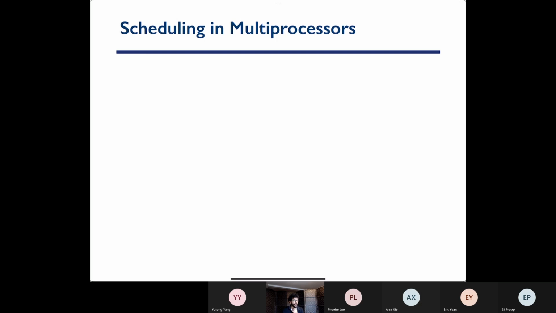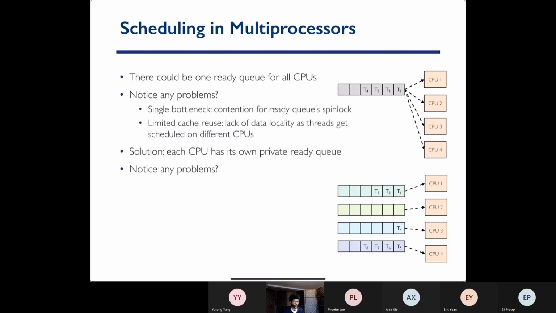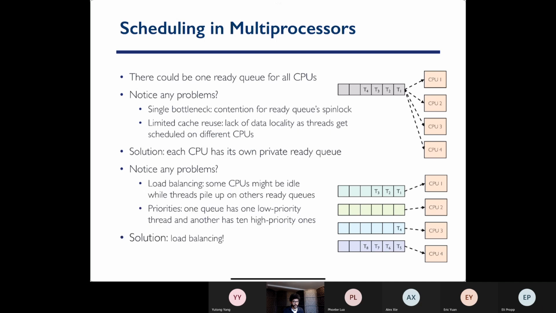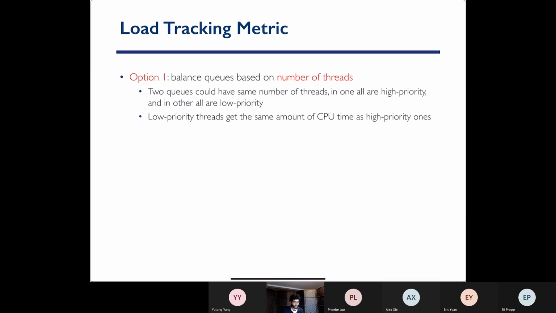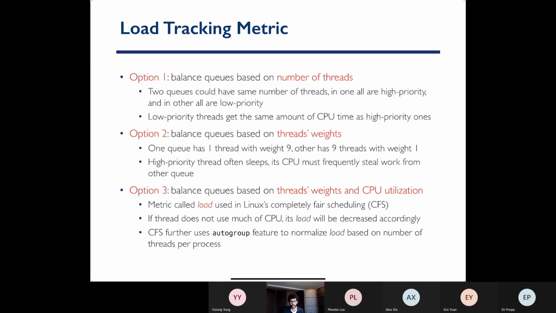Let's get started. We're talking about scheduling in multiprocessors. We primarily talked about two different approaches that could be used. One was having a single ready queue for all the CPUs, and one was having separate queues for each CPU. And we discussed that this is going to cause a main problem, and that main problem is basically load balancing between these queues.